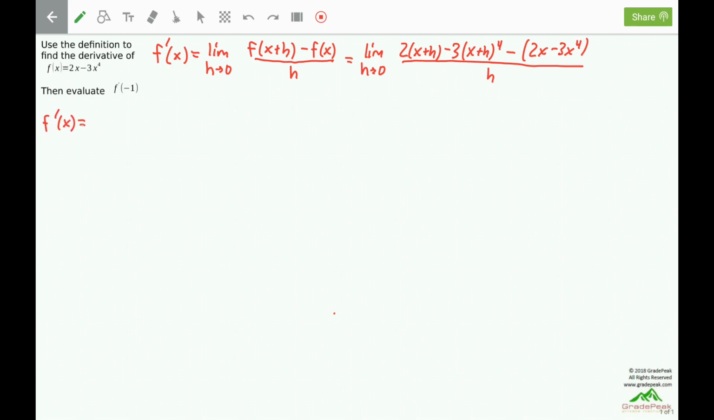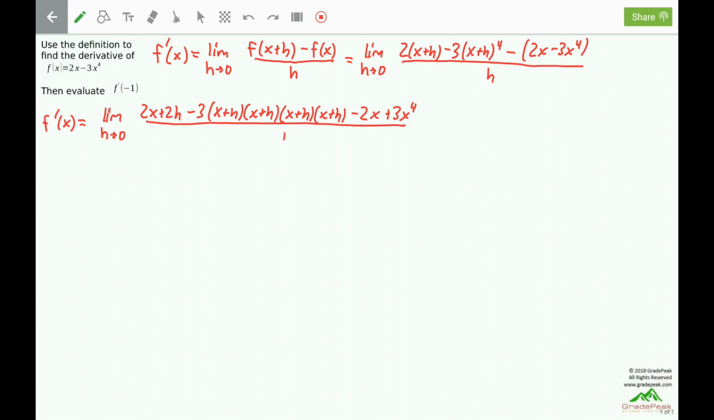So f prime of x equals the limit as h goes to 0 of, distributing the 2, 2x plus 2h, and then I have negative 3 times x plus h to the fourth power, which means I have 4 x plus h's multiplying each other. And then I have a negative, which will distribute into a negative 2x and a positive 3x to the fourth. All of this divided by h.